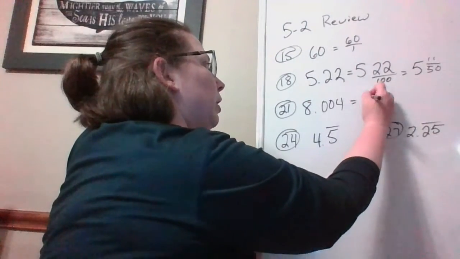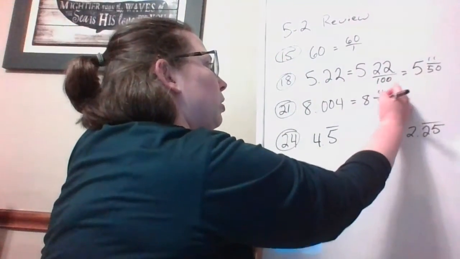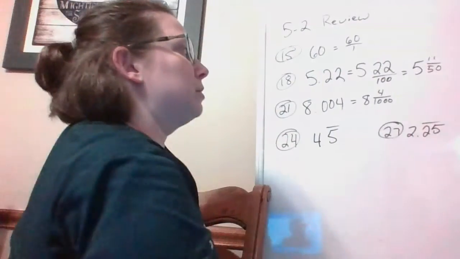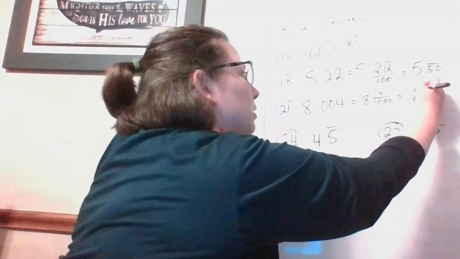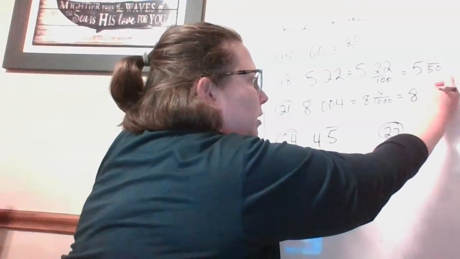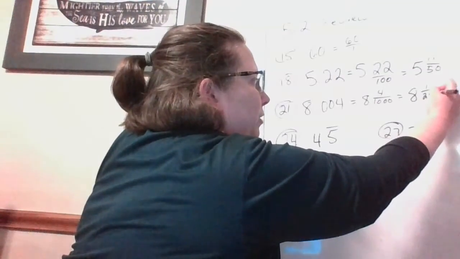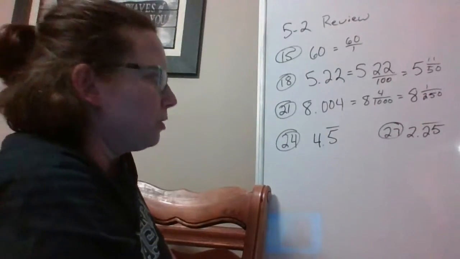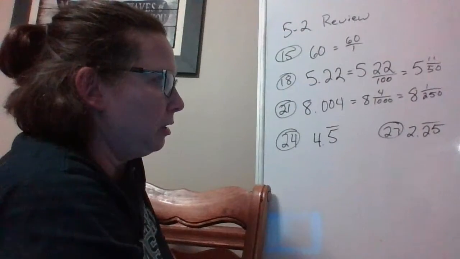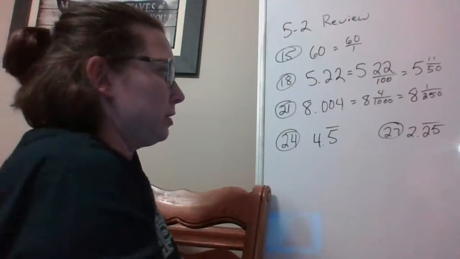Number 21, I have 8 and 4 thousandths. Can reduce that to 8 and 1 250th. 24 and 27, I have some repeating decimals.